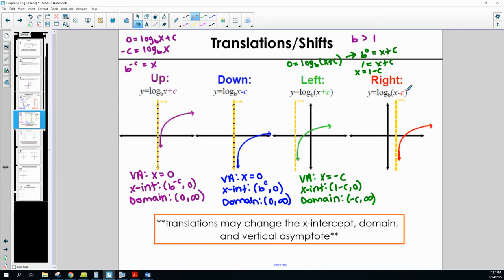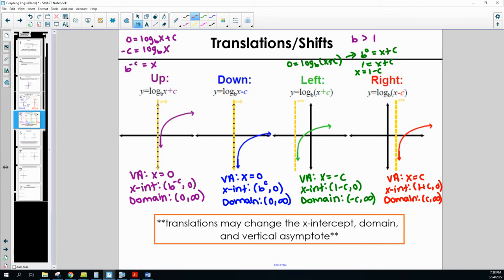And then moving to the right, we're subtracting something from the x inside the parentheses. So everything is shifting to the right, meaning that the vertical asymptote will also change. So our vertical asymptote will be x equals c. The x-intercept is very similar to when it moves left. The only difference is that because it's a minus c, we're going to have to add the c. So this will be 1 plus c, comma 0. And the domain, in this case, will be c to infinity.